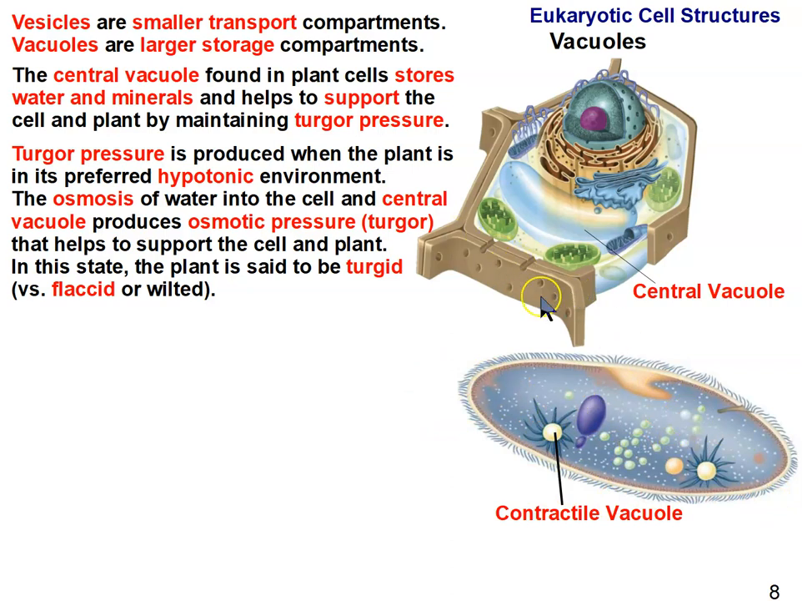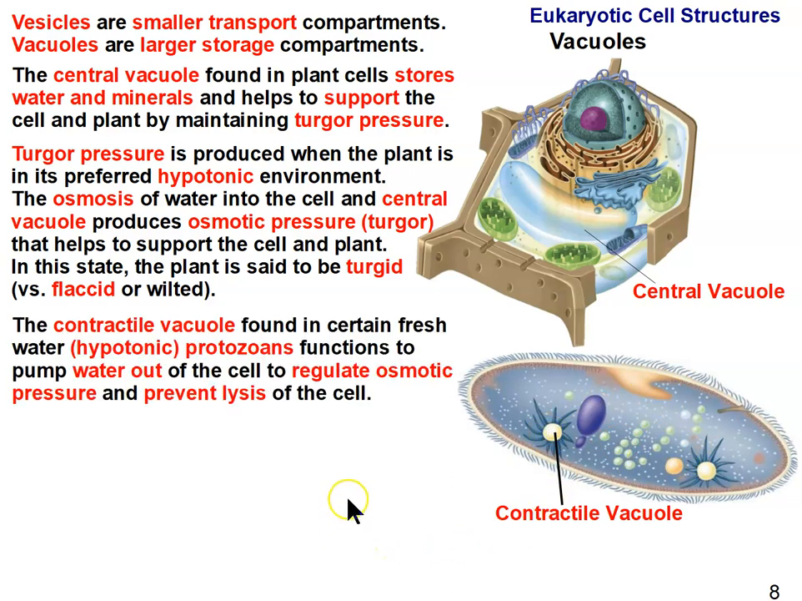So that means protozoans that live in fresh water are constantly under threat of pressure building up inside the cell. And unlike plant cells that have a cell wall, protozoan cells don't have a cell wall, therefore they can't stand high pressure. They can't stand that buildup of pressure. It could eventually cause the cell to explode, to pop, and therefore die. So they have these things called contractile vacuoles.